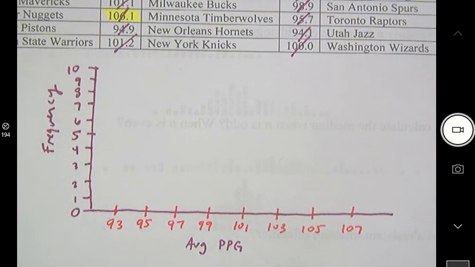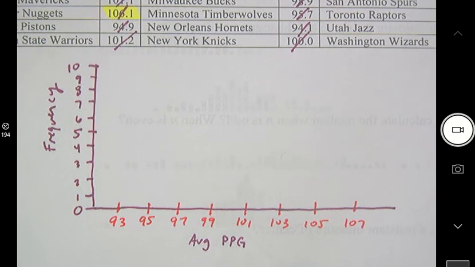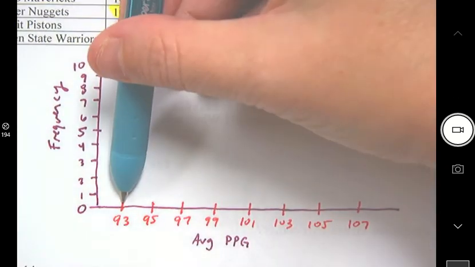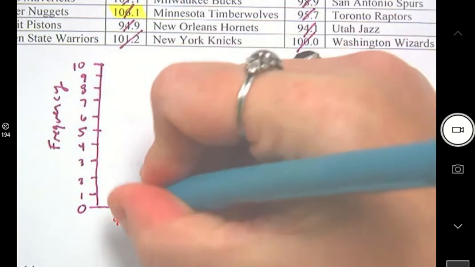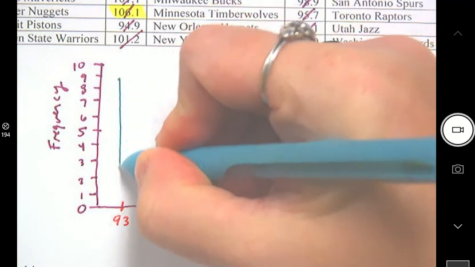Get your axes scaled and titled and situated so that we can just do the last little bit, which is drawing the histogram itself. And if you understand the categories, the boundary values here, then you'll know exactly what you're about to do. I need to draw a bar that goes up to 9 for the span of points from 93 to 95. So I need to go all the way up to 9.